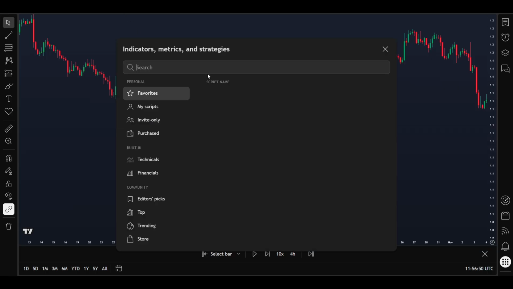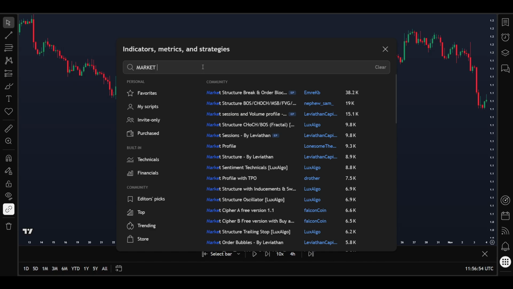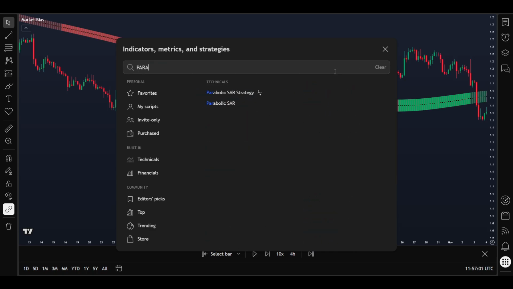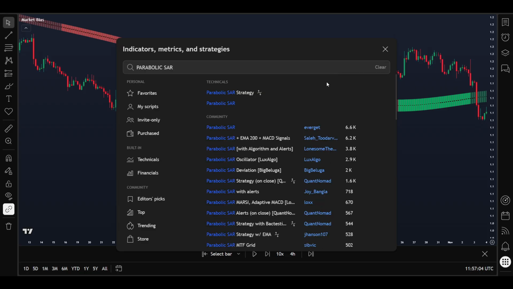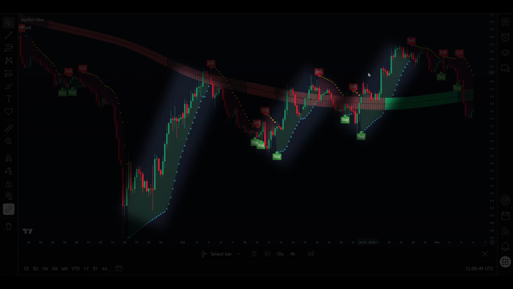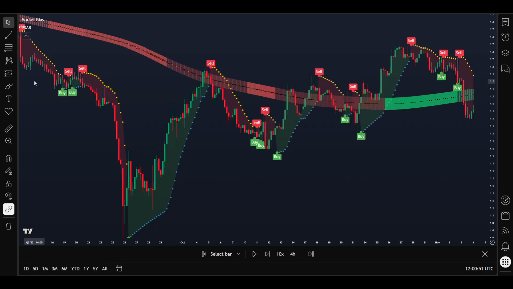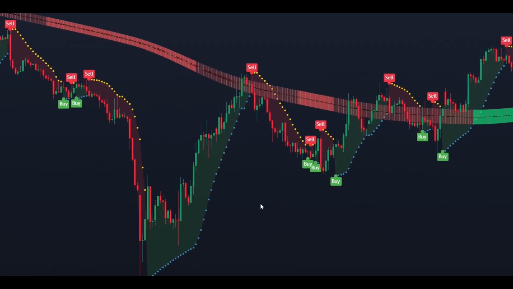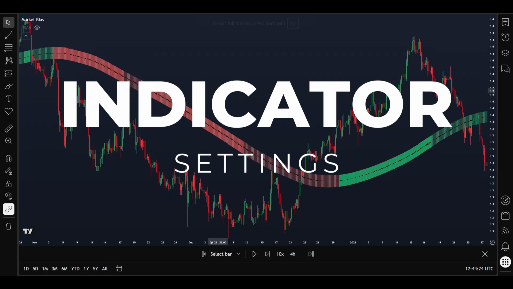Okay, back to the chart. Open indicators. Add Market Bias by ProfessorX. Add Parabolic SAR by Everget. That's it. 2 tools, 2 jobs. Market Bias filters direction and defines the pullback zone. Parabolic SAR prints the entry label. Keeping the stack this lean helps the chart stay readable and the rules easy to follow during live markets.